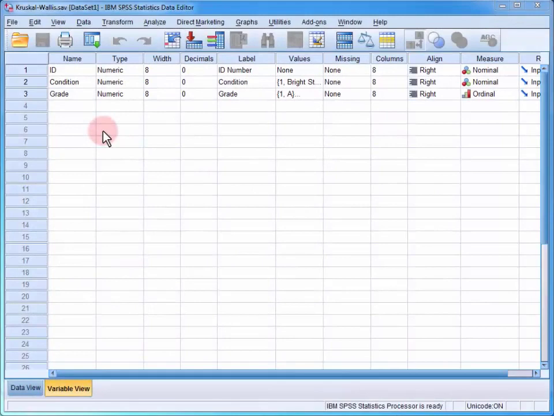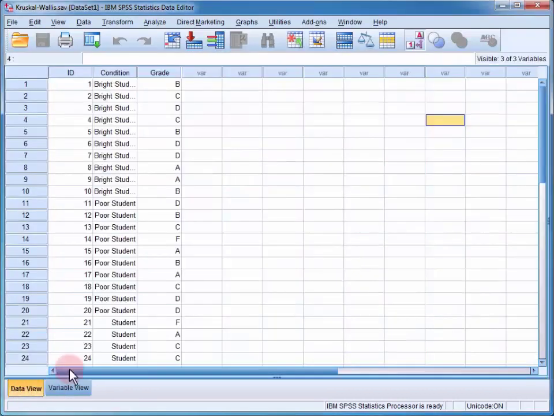In the data file, we have a variable set up for the description given to the teacher, their condition, and another for the grade that the teacher gave. If I swap to the data view, I can see that teacher 1 was told that the student was a bright student and they gave a B grade. I can see that teacher 2 was also told the student was a bright student and they gave a C grade, and so on.